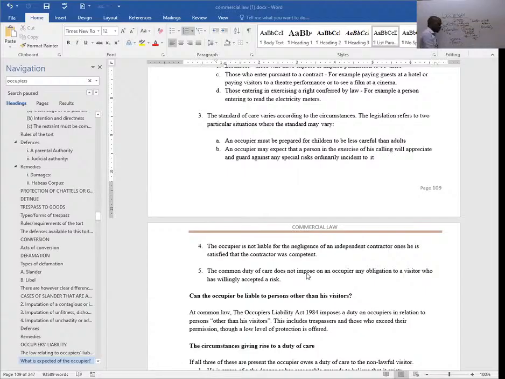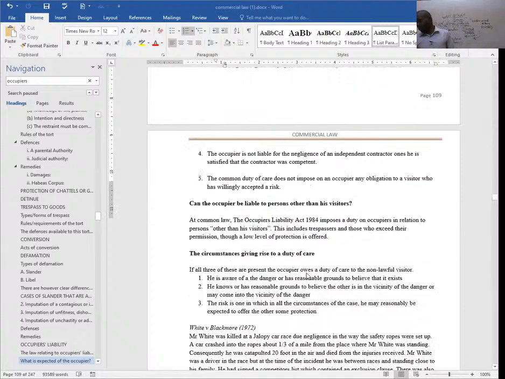He has failed in his responsibility with regard to those who are visiting his or her premises or property.